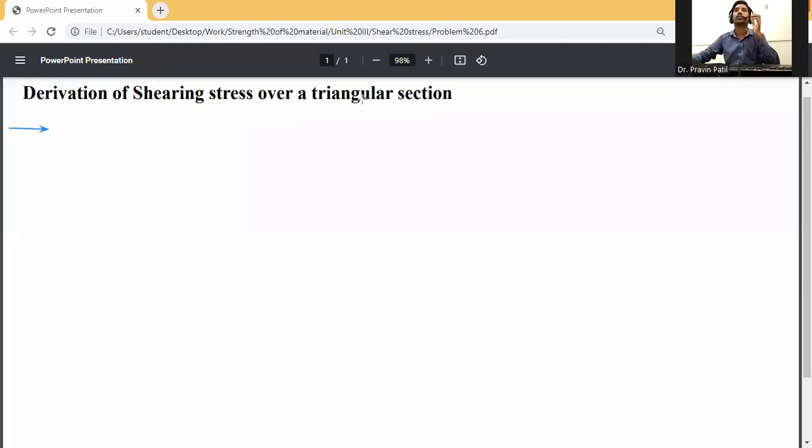Section. So first of all, draw the triangular section. So this one it is triangular section. I will change the shape. Okay. So its width is b and height is h.